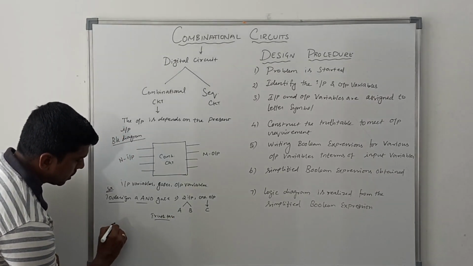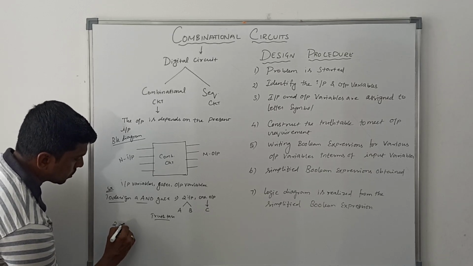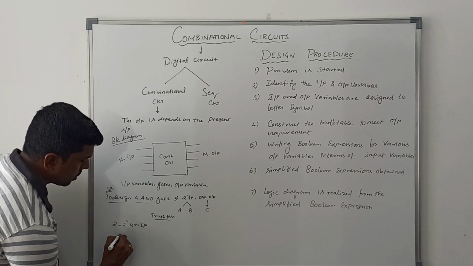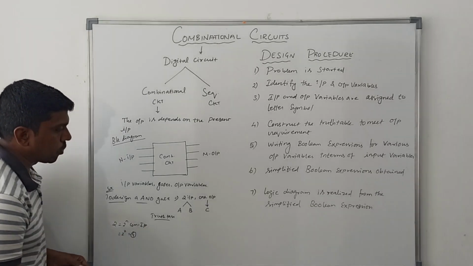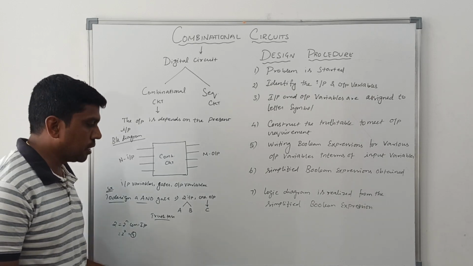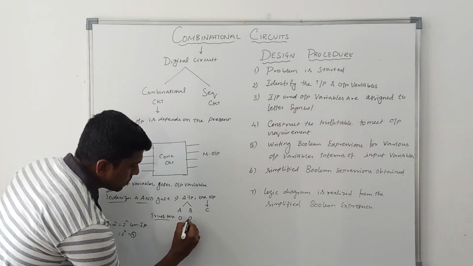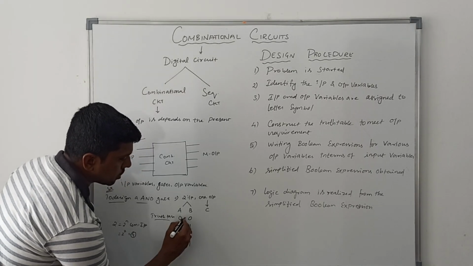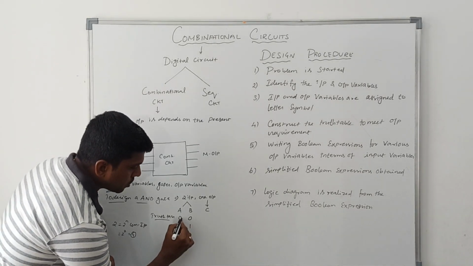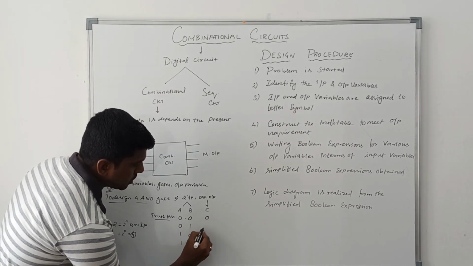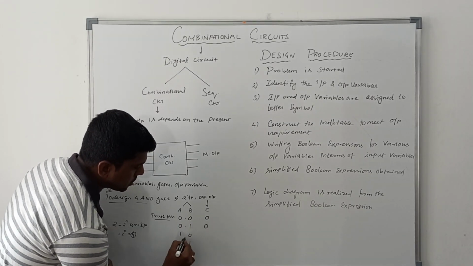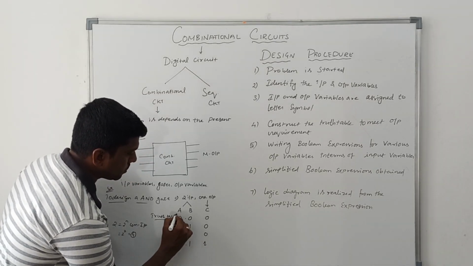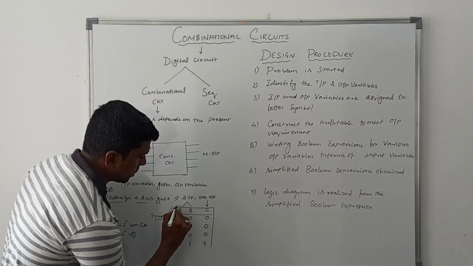In the truth table, 2 variables make 4 combinations of input, that is 2 power n, so 2 power 2 is 4. The 4 input combinations are 0 0, 0 1, 1 0, and 1 1. For 0 dot 0 the output is 0, 0 dot 1 output 0, 1 dot 0 output 0, and 1 dot 1 output 1. This is the truth table.